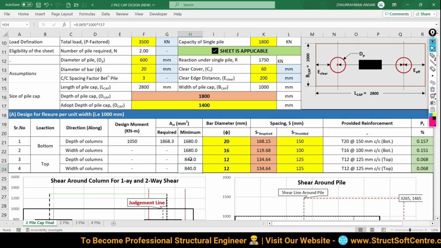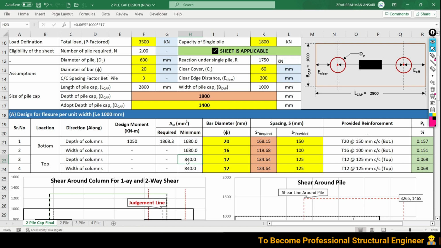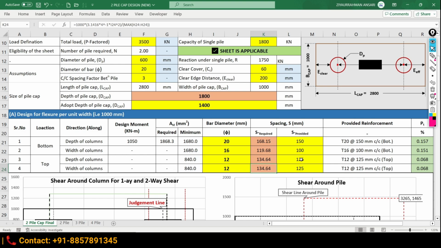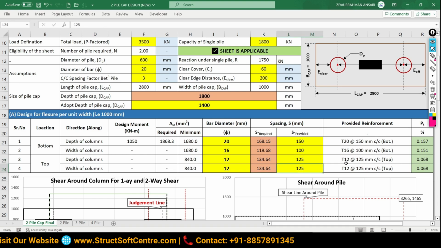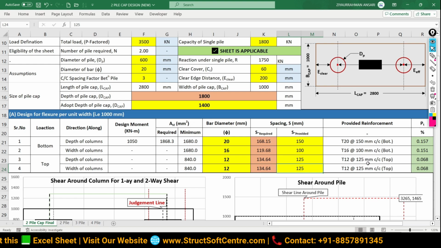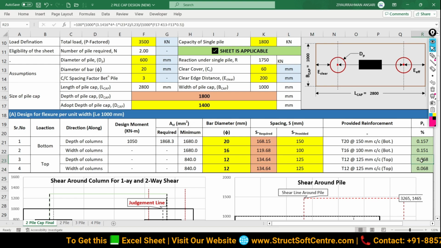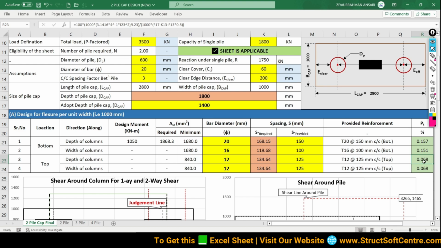So with 0.06%, the area of reinforcement is going to become 840. For top reinforcement in both directions, we are going to provide 12 mm diameter bar. Spacing required for both directions is 134. We are going to provide 125. So finally, reinforcement is going to be 12 mm diameter bar at a spacing of 125 mm center to center in both directions. So the percentage is going to become 0.068, which is greater than 0.06. So it is again safe.